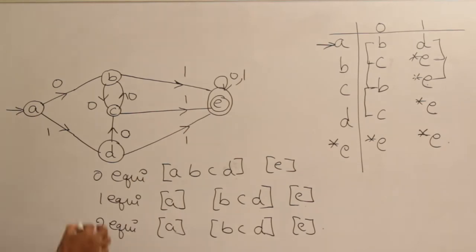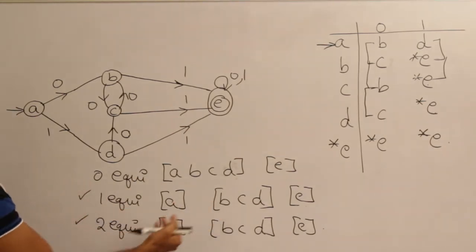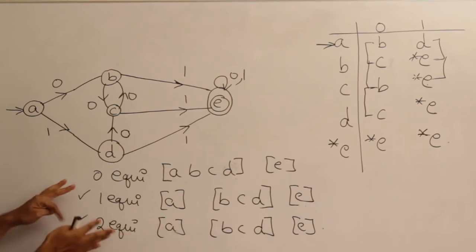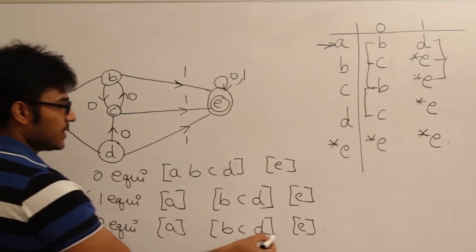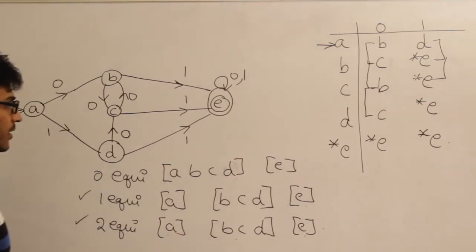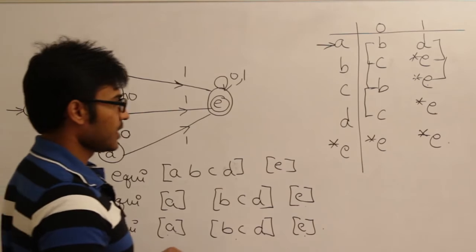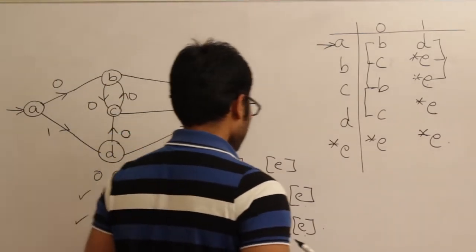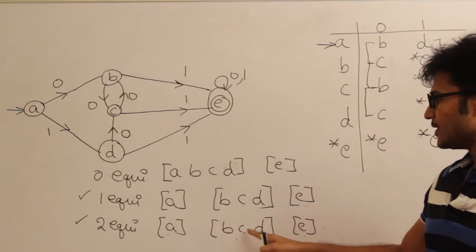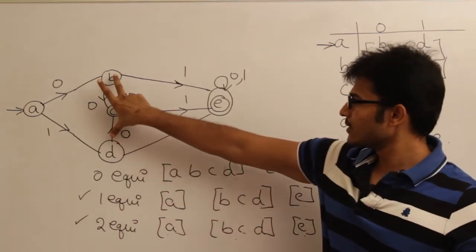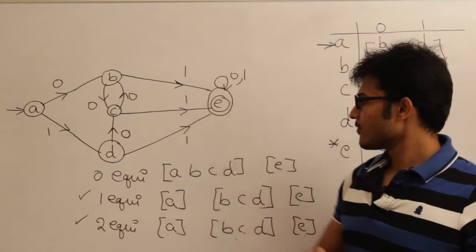Fine. Now check these two. We have reached a state where the sets and the values are not changing over the equivalences. Therefore, we can stop here and say that we have three states in the final automaton. So let's see how this final automaton looks. A is the initial state, A is one state, and B, C, D are together in one state.